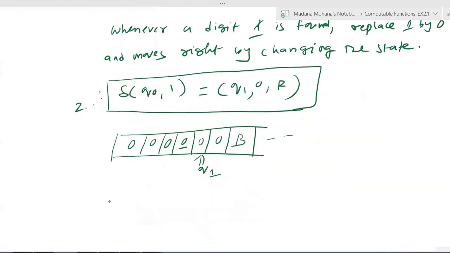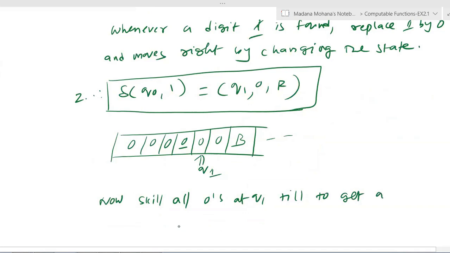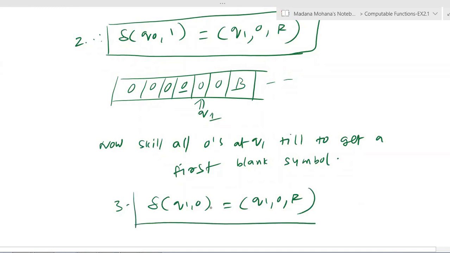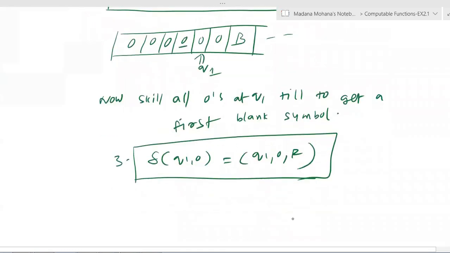Now skip all zeros at q1 till we get the first blank symbol. For this, write down the transition. You are at q1 on 0, without changing state, q1 0 by 0, then it moves right, skipping all zeros.